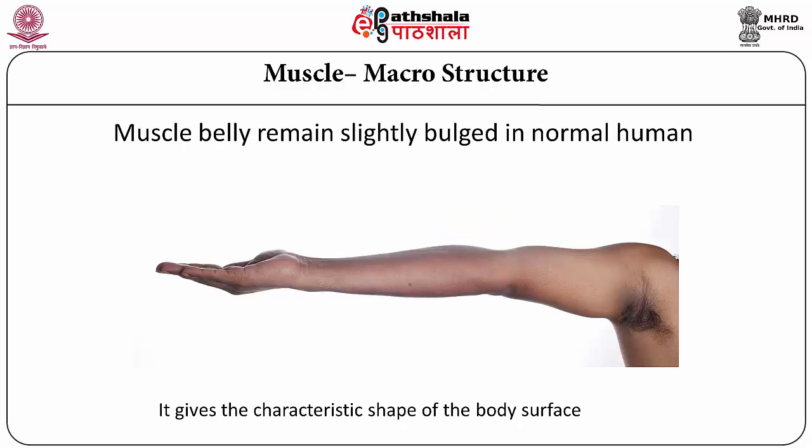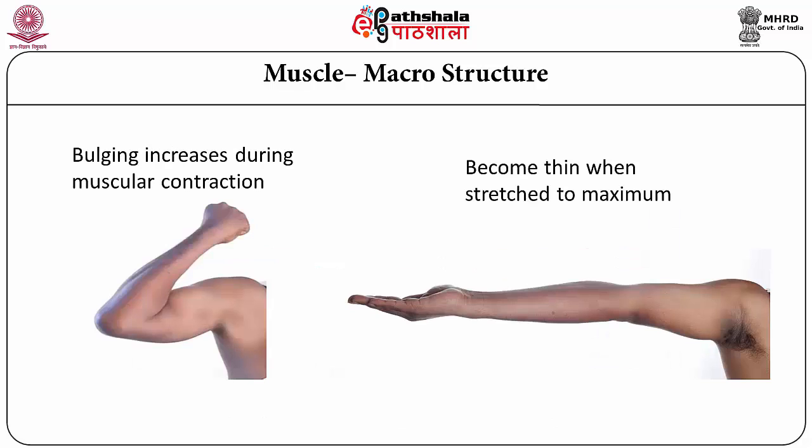In the intact human body, the muscle belly is slightly bulged, and this bulging gives the characteristic shape of the body. If the muscle bulk is more, then the bulging is more, like in bodybuilders. However, this bulging increases during muscle contraction. Here in this picture you can see that the elbow has been flexed and the biceps muscle has bulged out. When the person has stretched his arm to maximum, then the bulging is almost gone. So this is the characteristic we can see.